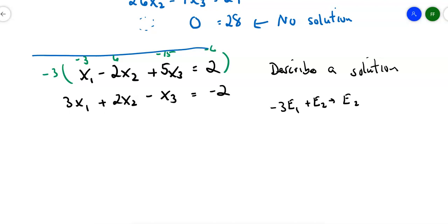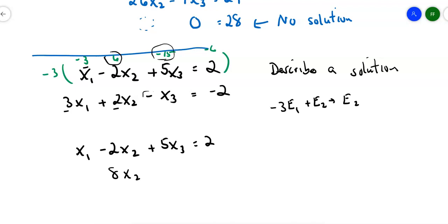So equation 1 does not change. I still get x sub 1 minus 2x sub 2 plus 5x sub 3 is equal to 2. Now, when I take negative 3 and positive 3, that zeroes out. 6 plus 2 gives me 8. Negative 15 minus 1 gives me negative 16. And negative 6 minus 2 is negative 8.